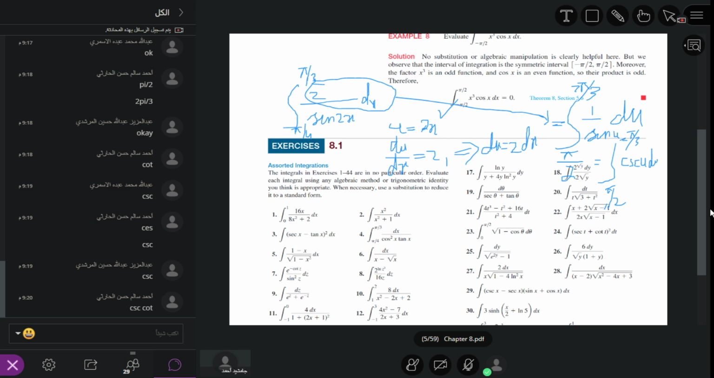Now the lower limit is pi by 2 and the upper limit is 2 pi by 3. First we put the upper limit, then we put the lower limit. It is equal to minus log natural of cosec 2 pi by 3 plus cotangent 2 pi by 3.